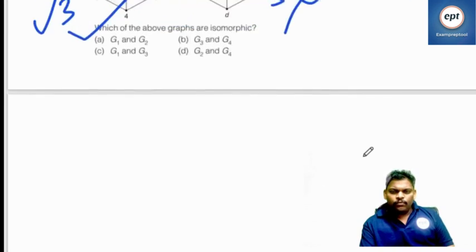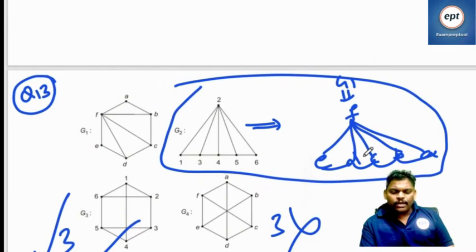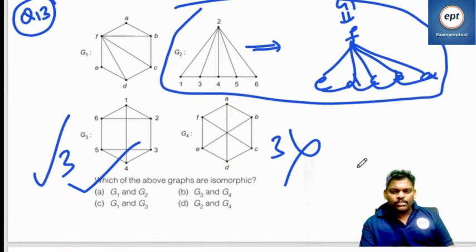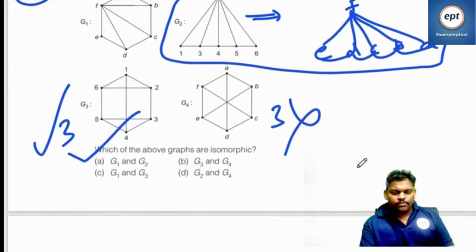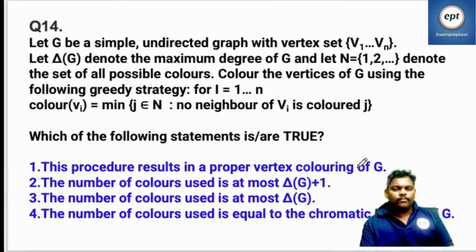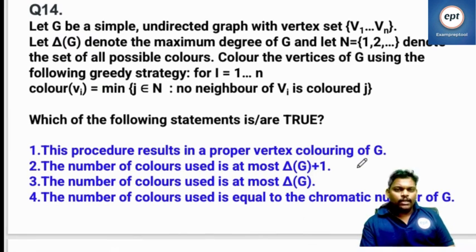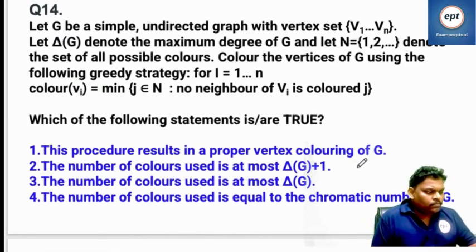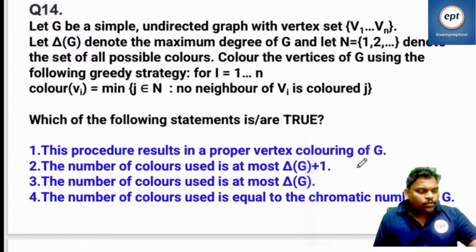2, 1, 3, 4 will give a 4-length cycle. It's possible, right? 2, 1, 3, 4. Just increase one edge. Same diagram. Verify properly. Go to 14. Can you try this?